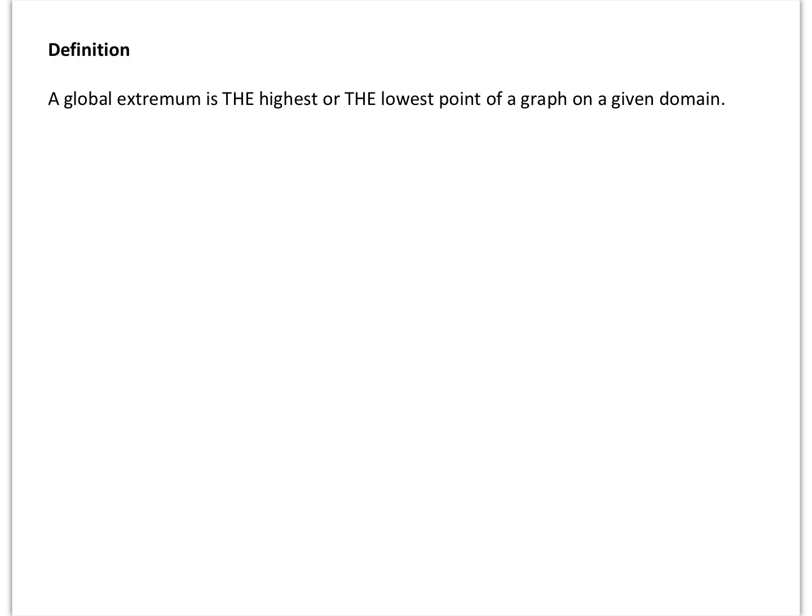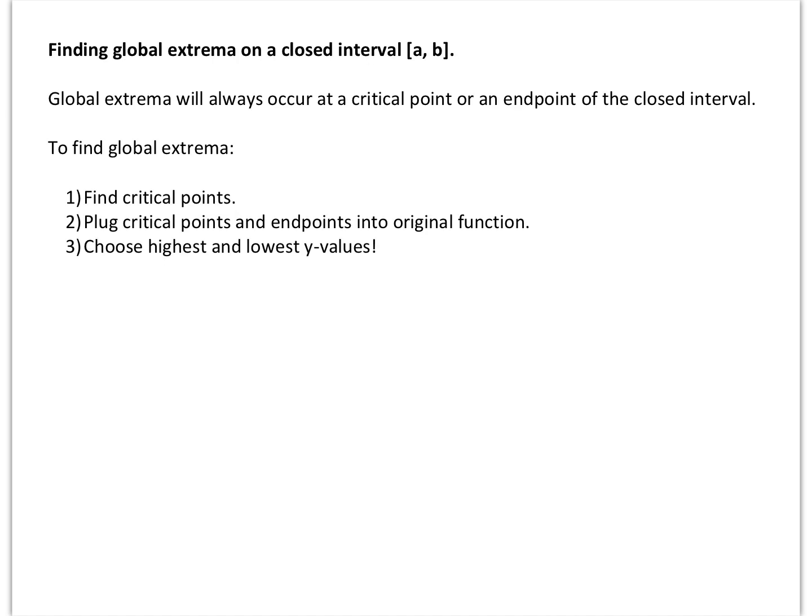A global extremum is the highest or the lowest point of a graph on a given domain. Finding global extrema on a closed interval from A to B is a three-step process. Global extrema will always occur at a critical point or an endpoint of the closed interval. So to find global extrema, you want to find the critical points, plug the critical points and the endpoints into the original function, and choose the highest and lowest y values.